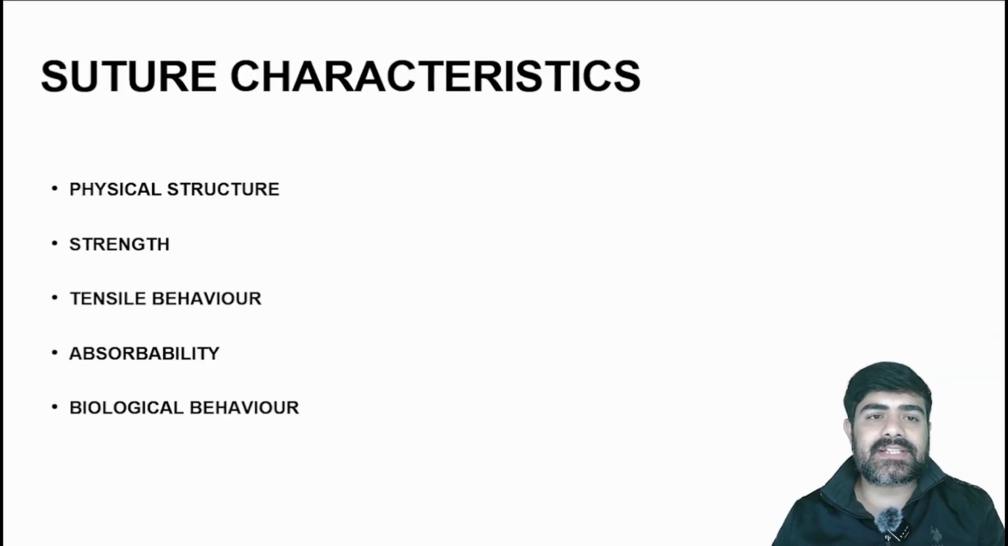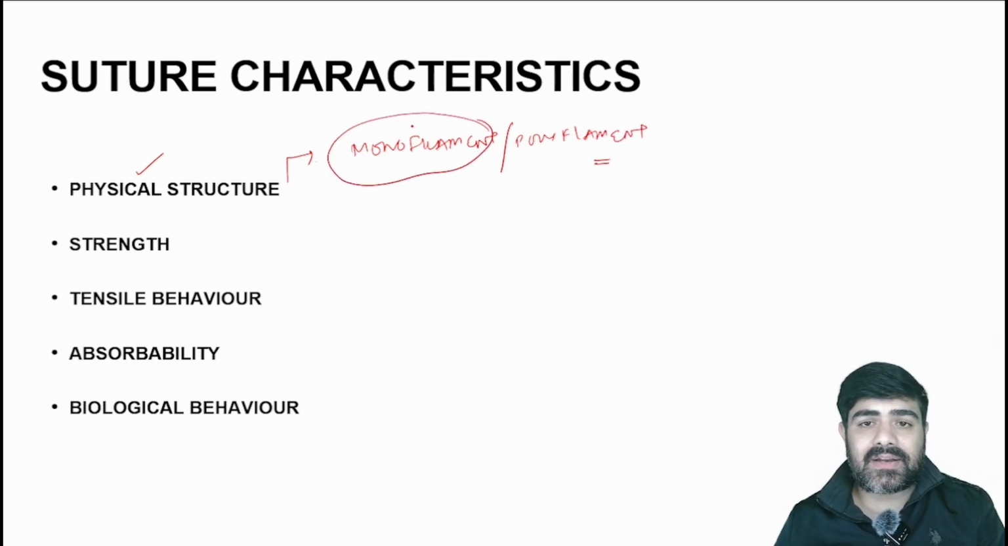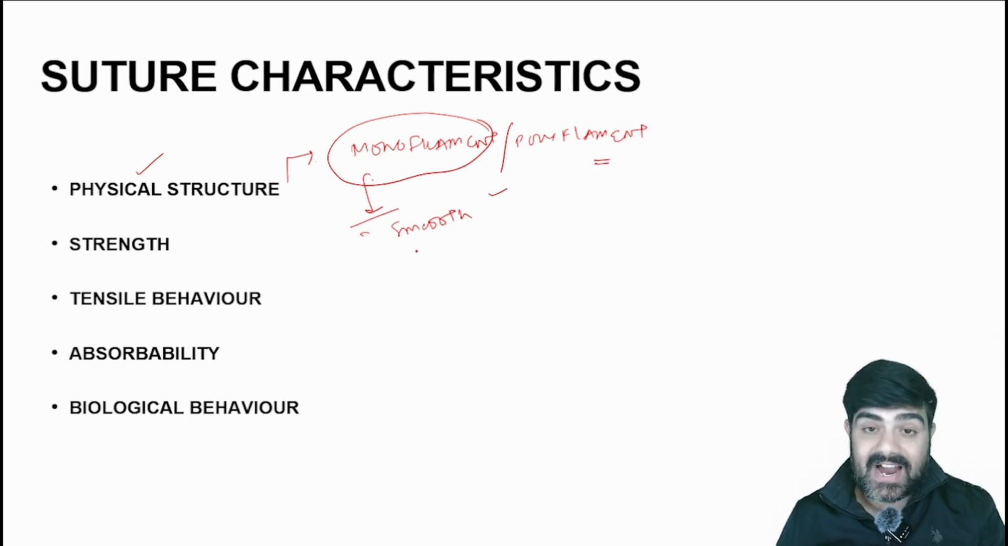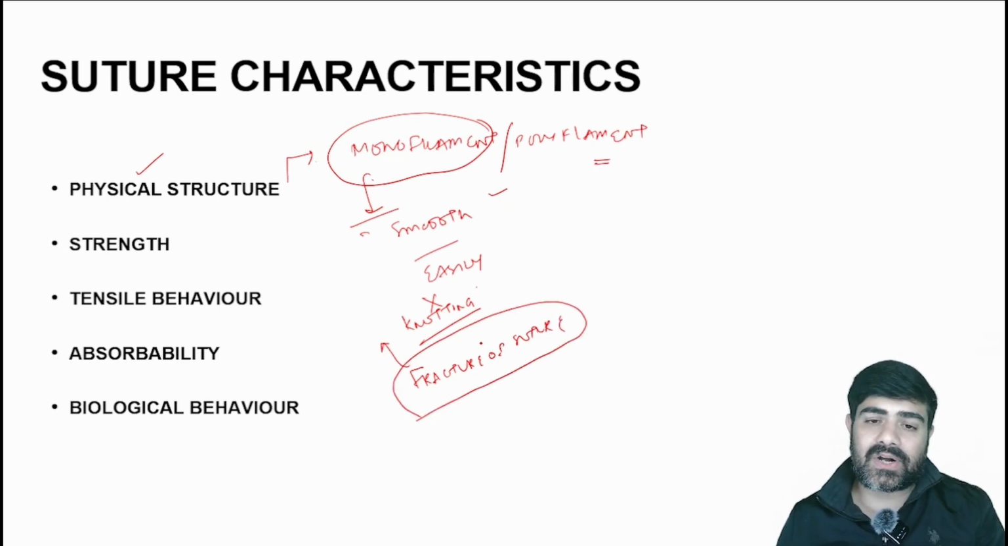Now, the important thing I'm going to discuss in this slide is suture characteristics. So first is physical suture structure. It can be monofilament or polyfilament. One thing we know about monofilament is that it is smooth and glides through the tissue easily, but knotting is difficult. And one more thing, fracture of the suture is common. If you hold it with a needle holder, there will be fracture of the suture.